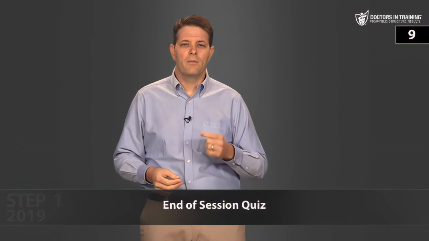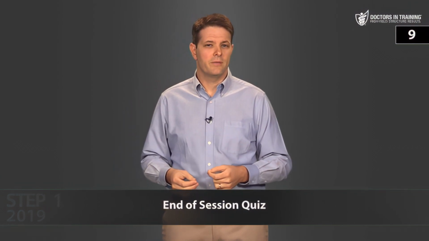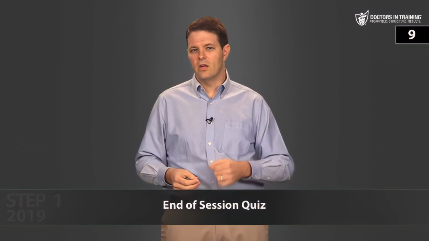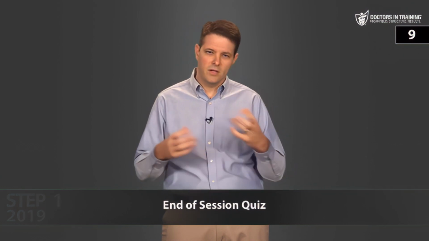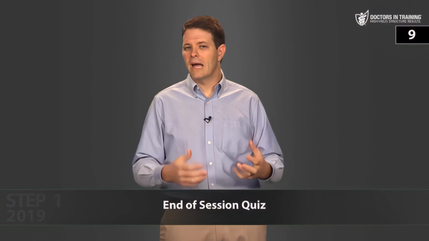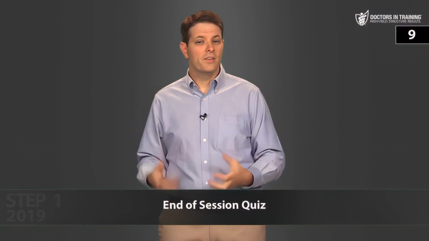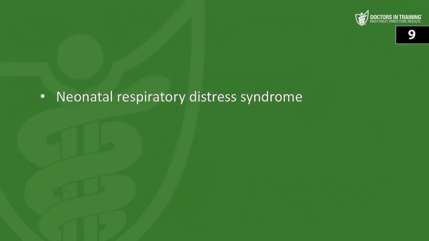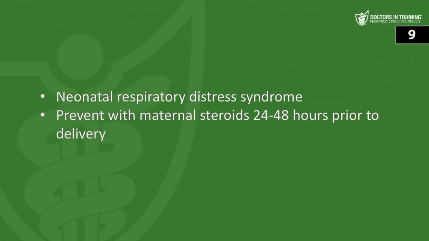First question. A preterm neonate has difficulty breathing. An X-ray reveals diffuse airspace and interstitial opacities with air bronchograms. So another way to describe this is ground glass appearance. So what's the diagnosis and what could have prevented this condition? So the diagnosis is neonatal respiratory distress syndrome, and it could have been prevented with maternal steroids such as dexamethasone, ideally 48 hours prior to delivery, but even 24 hours of steroids is better than nothing.